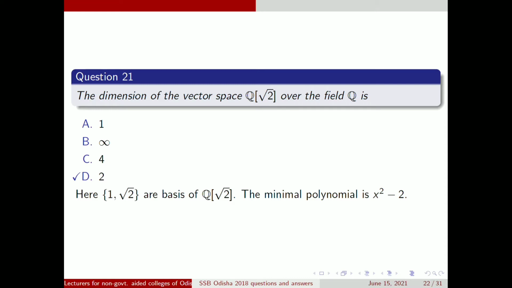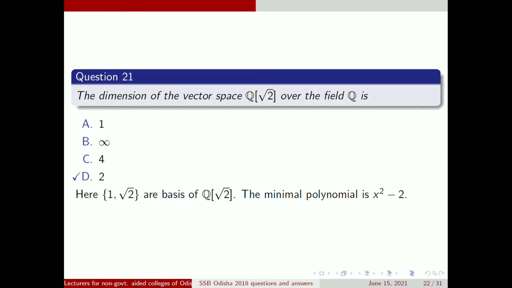Here the question asks about what is the dimension of the vector space Q(root 2) over the field Q. Here the correct answer is 2. That is, the basis elements of Q(root 2) are 1 comma root 2, and the minimal polynomial is x square minus 2. So the degree of the minimal polynomial is 2, hence the dimension of the vector space Q(root 2) over Q is 2.